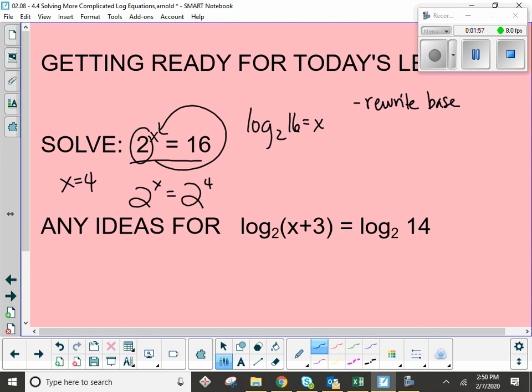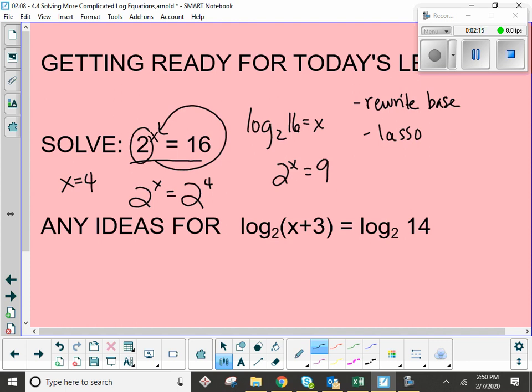Like if I had, instead of 2 to the x equals 16, if I had 2 to the x equals 9, I can't rewrite 9 to have a base of 2. So that's when I would lasso. And then we would have log, and then that would be our answer.